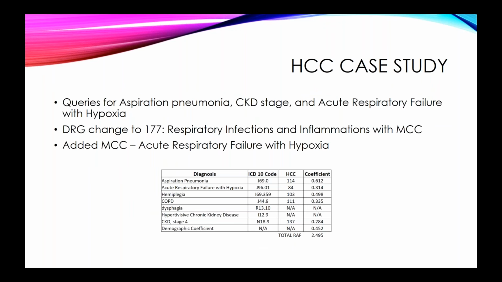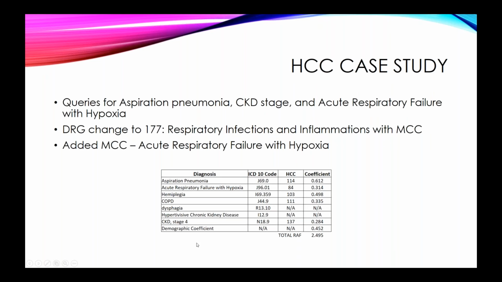Yes, so we queried for aspiration pneumonia, CKD, we tried to get that stage, and for acute respiratory failure with hypoxia. So the physician, of course, answered exactly the way we were hoping they would, and told us that, yes, this is aspiration pneumonia, which changed our DRG to 177, respiratory infection with inflammation. And we also got an MCC because the physician said, yes, that patient does have acute respiratory failure with hypoxia.